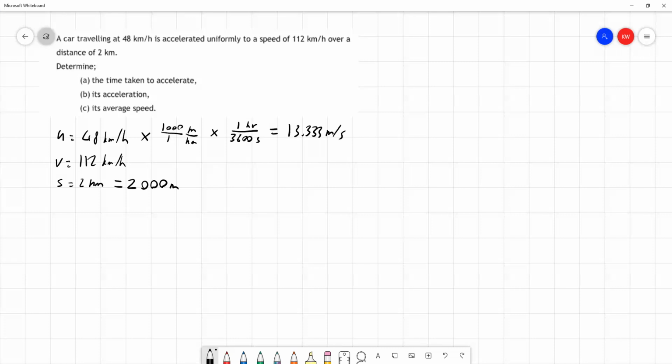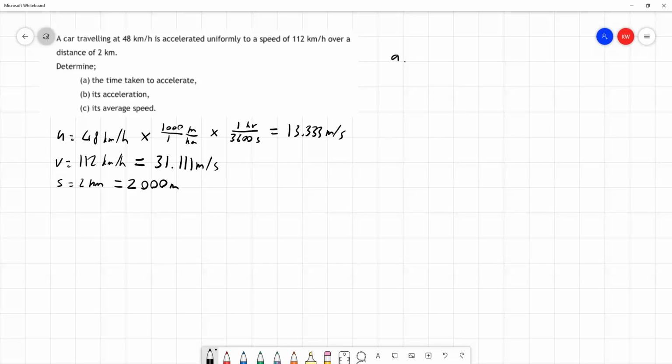That's to 3 decimal places. So multiplying by 1,000 and dividing by 3,600 is the same thing as dividing by 3.6 to begin with. It's the same conversion factor for our value for v, so I won't write all of that out again, but we're doing exactly the same thing. We're dividing by 3.6, and that gives us a value of 31.111 meters per second to 3 decimal places. Now we can look at part A.